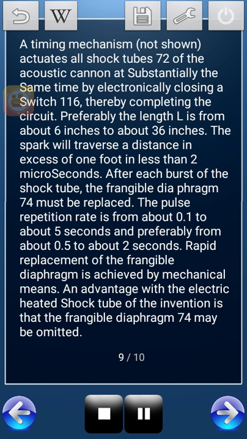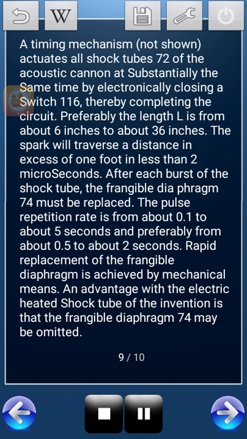A timing mechanism, not shown, actuates all shock tubes 72 of the acoustic cannon at substantially the same time by electronically closing a switch 116, thereby completing the circuit. Preferably the length L is from about 6 inches to about 36 inches. The spark will traverse a distance in excess of 1 foot in less than 2 microseconds.